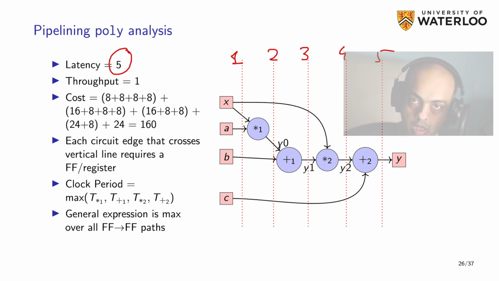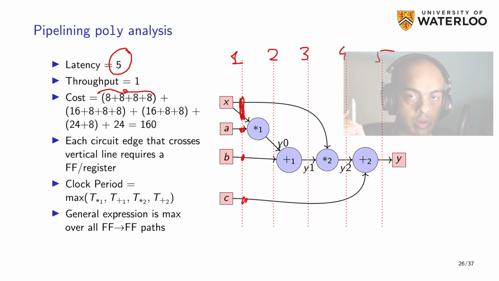Okay. To measure cost, I'm going to measure cost in terms of the number of registers I need, and I'm going to measure them level by level, right? So first I need 8 registers for X, 8 registers for A, 8 for B, and 8 for C, right? So that's sort of this term here.